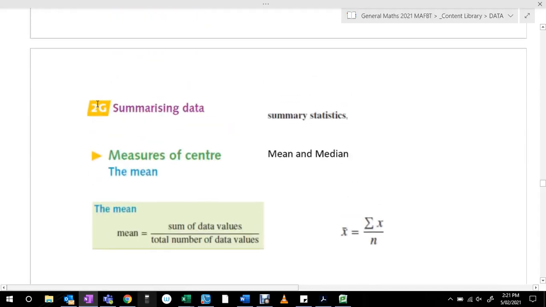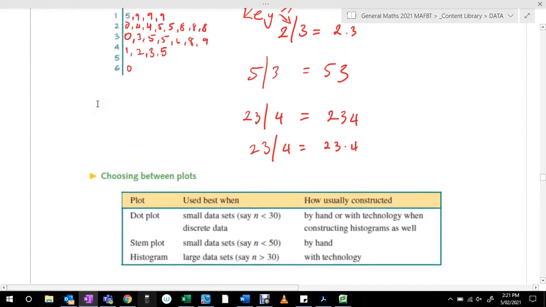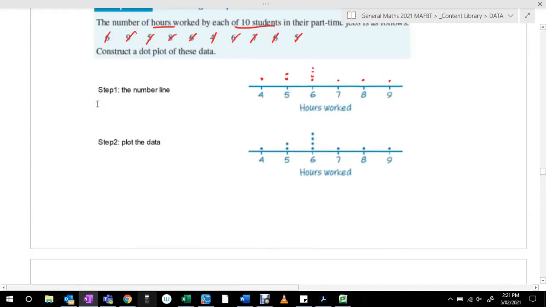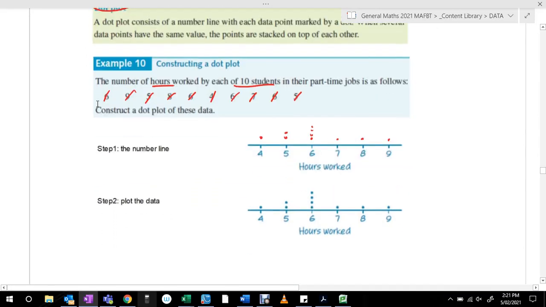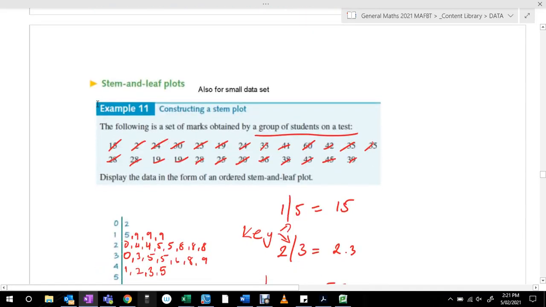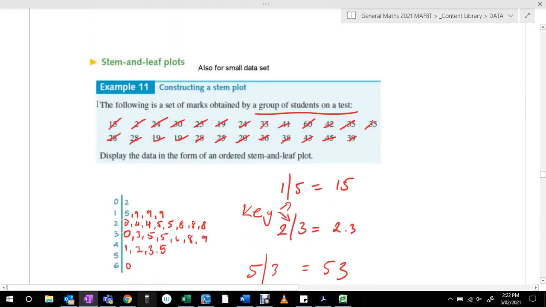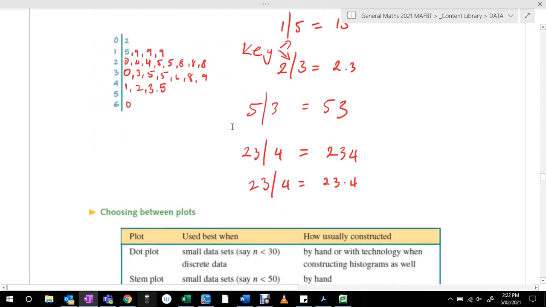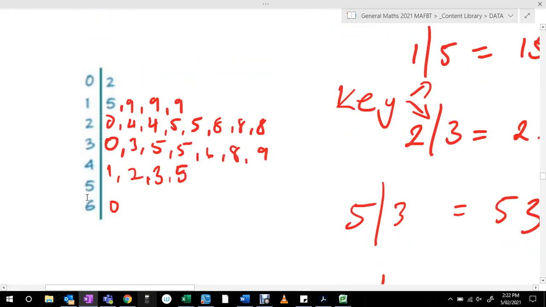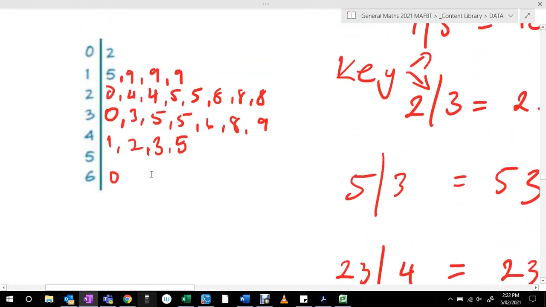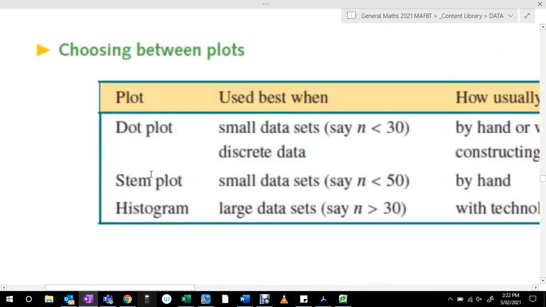Here we go. So last lesson, when we finished up with chapter 2F, we were looking at your stem and leaf plots and your dot plots. Really easy baby maths, okay? Just remember that when you're looking at stem and leaf plots, you have to have a key, so something like this. Understand that you got to put your numbers in order as well. Do not put them in random order. They must be in numerical order.